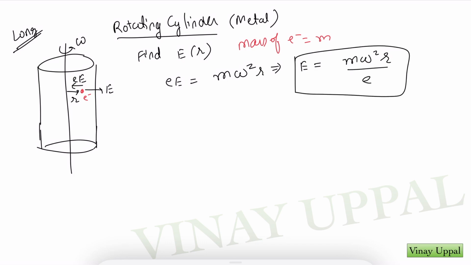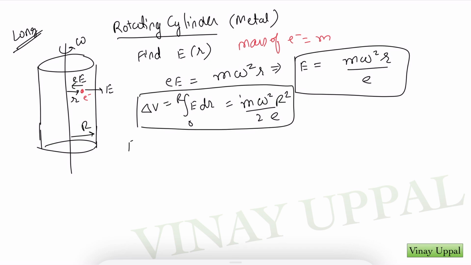They could even ask you to find the potential difference between the axis and the outer boundary. That potential difference between the axis and the outer boundary of the cylinder will simply be integral E dr from 0 to r. So that will simply be m omega square r square by 2e. This radius is r. So you can see that rotating a cylinder can produce a potential difference between the axis and the outer boundary.